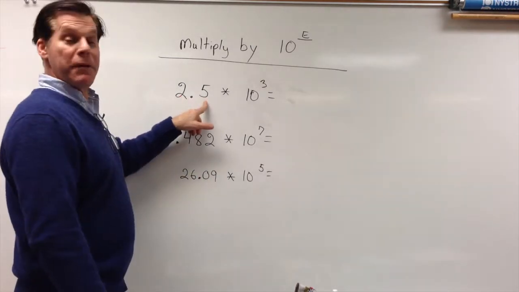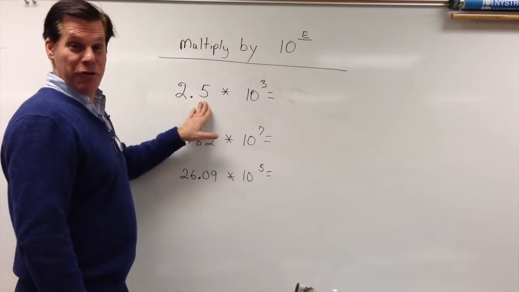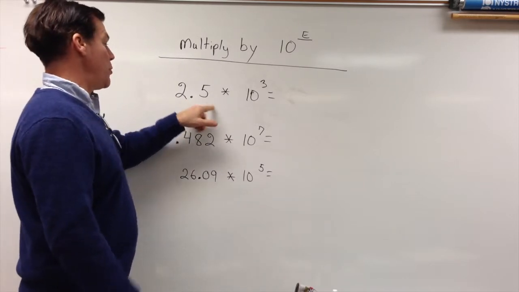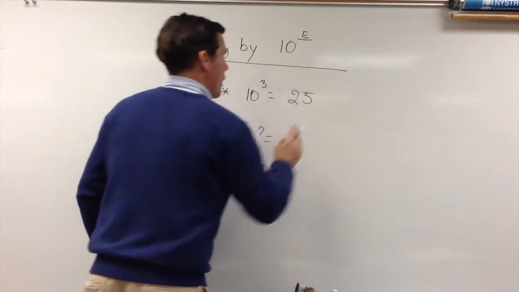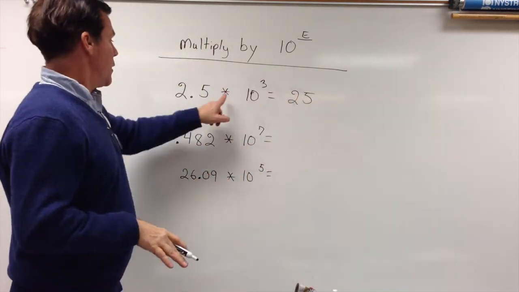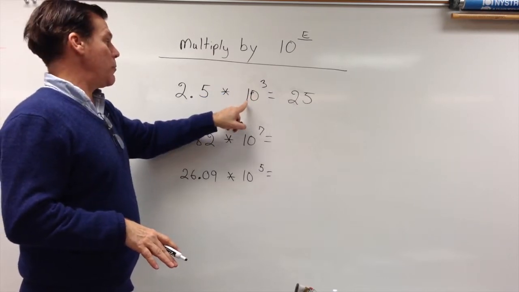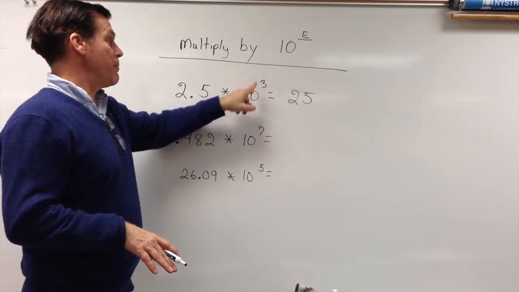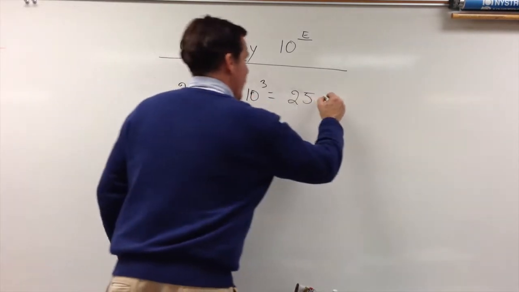All we need to do is copy down the number. Don't worry about the decimal. Just copy the number down without the decimal. So I see a 2 and a 5. I'm going to go ahead and put 2 and 5, not worry about the decimal. Then I have 10 to the third power. So 10 to the third power means a 1 with 3 zeros. So all I need to do is add 3 zeros to my answer. So I'm going to go ahead and add those now.